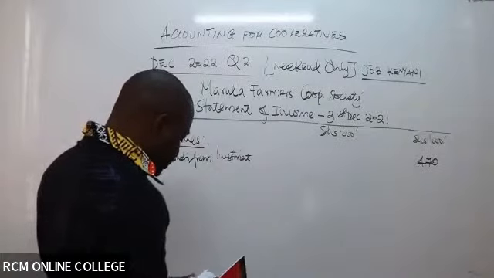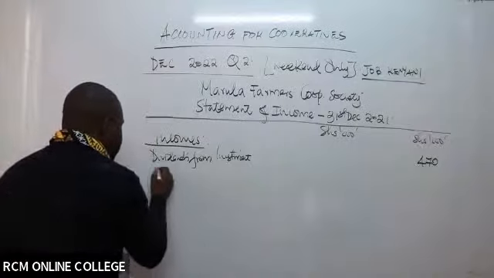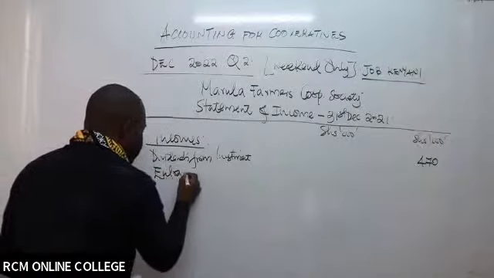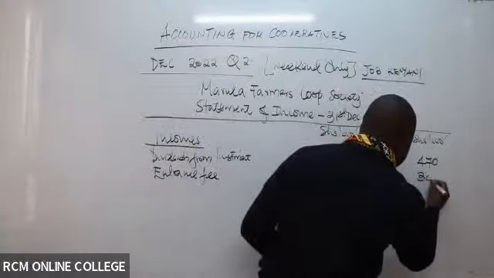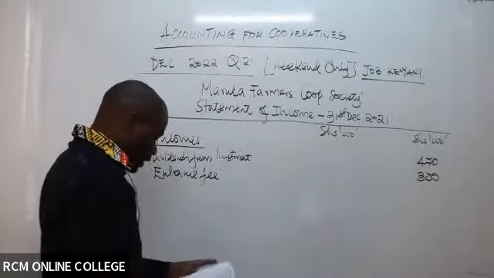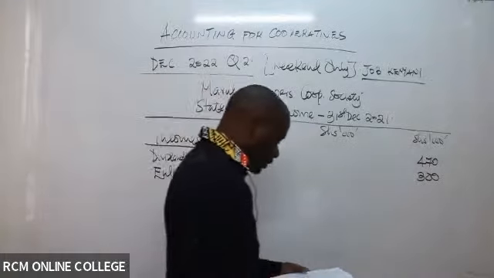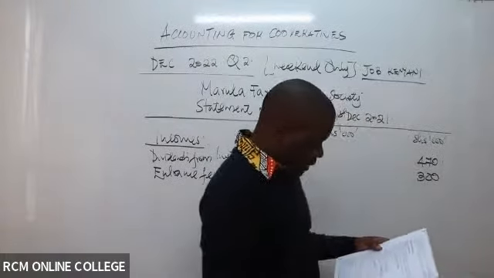Then if you still look at the trial balance, another item of income you can see is the entrance fee. Are you able to see the entrance fee? There's an entrance fee of 300. Hope you've been able to see the entrance fee there of 300.